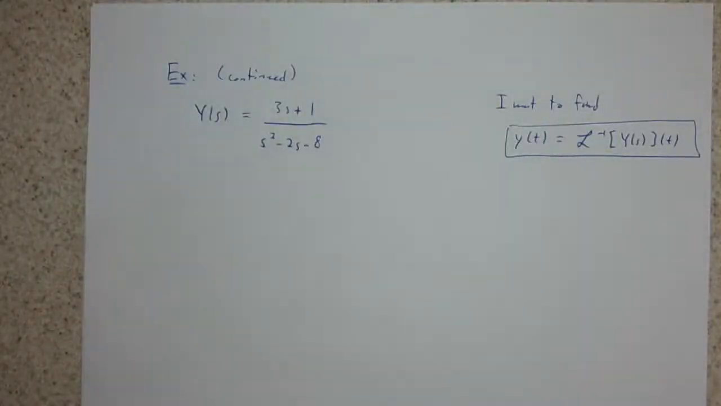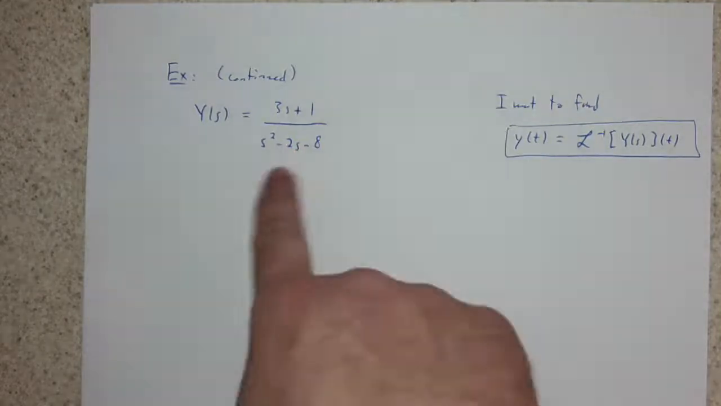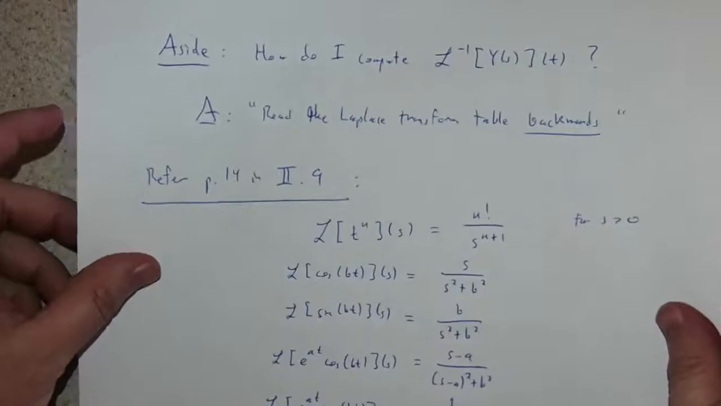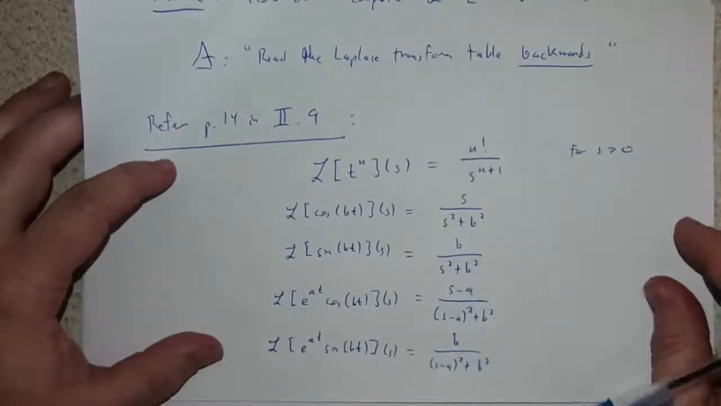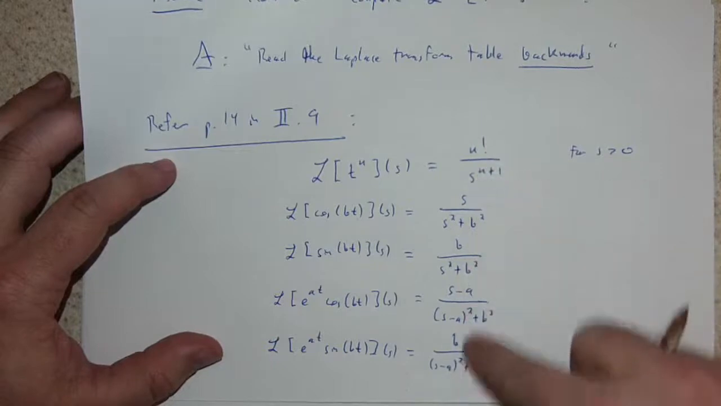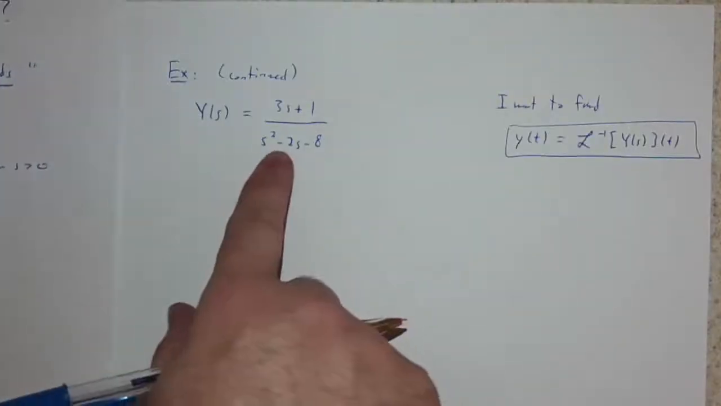So this is page 14 in chapter 2, section 9. If you look at that table, this doesn't look like anything that's on the right-hand side. So here's a shortened version of that table just to show you. Are any of these, do they look like this?